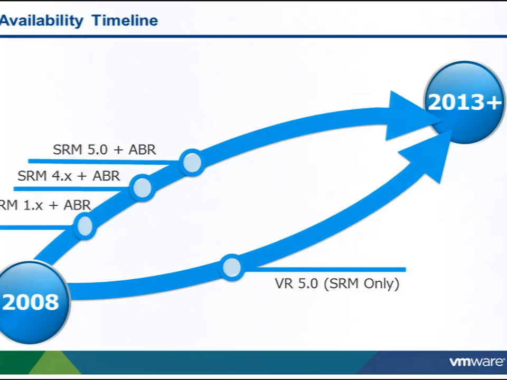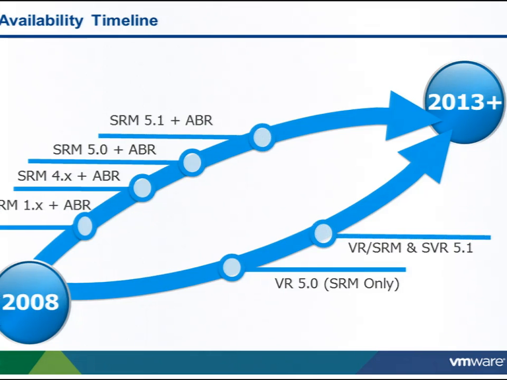So it used array-based replication only at that point. With version 5, we released SRM with vSphere replication. And vSphere replication was a tool that was bundled with Site Recovery Manager. It offered us a way to replicate virtual machines as well as using array-based replication. We now have the option to do this with vSphere replication. But it was part of SRM. It was bundled with Site Recovery Manager.